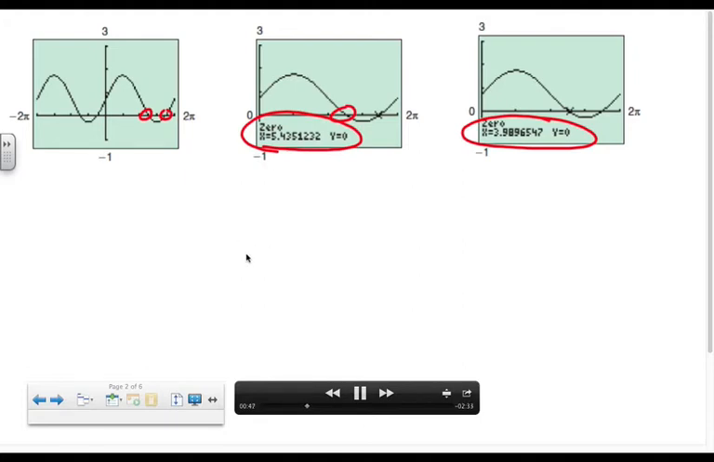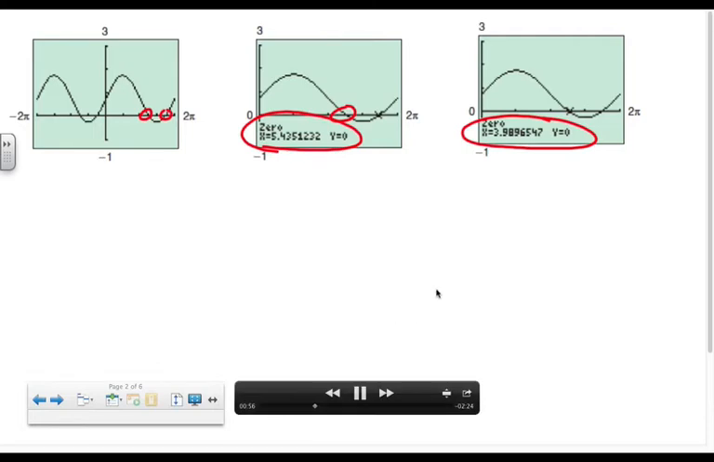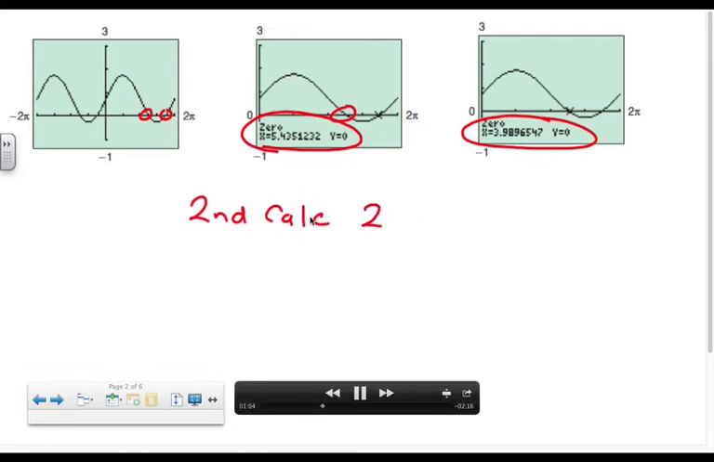It's second trace. I say second calc, but it's second trace, because calc is the second function of that key. Then choose 2, and you'll find the zeros. You'll need to put boundaries on them so that you find the right ones. If you have trouble with this, I can show you how to do this in class tomorrow.